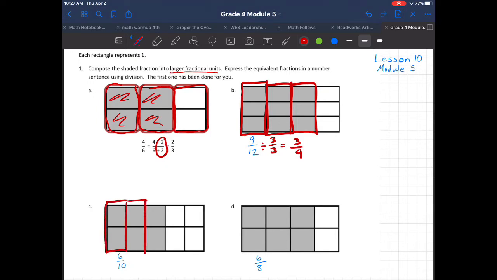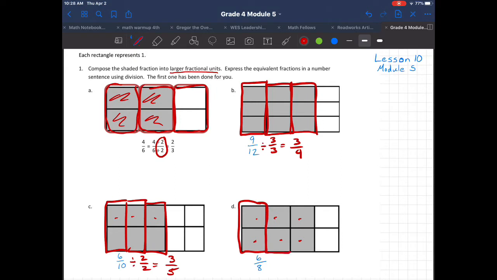We're gonna have fewer, bigger fractions. So now I've got 1, 2, 3 out of 5. If I divide these both by 2, I end up with 3/5. This one I have 1, 2, 3, 4, 5, 6 out of 8. That's why I've got 6/8.